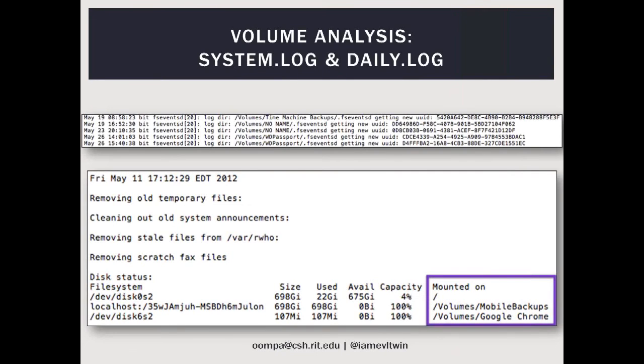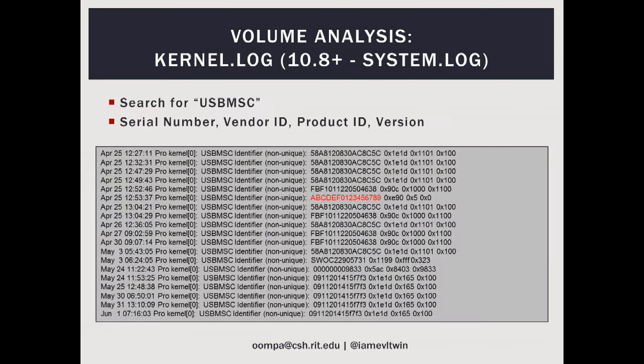Volume analysis. Another vector we have here. We have a variety of different ways we can get malware onto the system. We also want to look at mounted volumes, maybe USB volumes or Thunderbolt volumes nowadays. If we look at the system log and the daily log, we can do a search for /volumes, and we can see all the mounted volumes and when they were mounted. This can give us an idea of the timeline and looking into it a little bit further. What was on this WD Passport volume when it was mounted on the system.